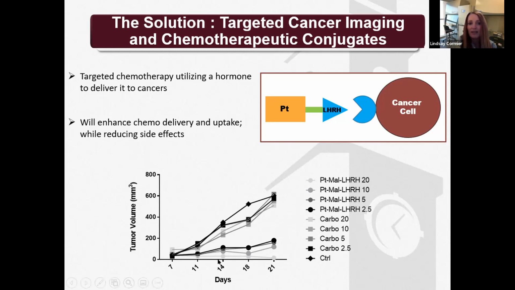And then all the lines on the bottom are our drug. So 2.5 all the way on up to 20. And this is in 4T1 mammalian cell line that was implanted into the animals. And this is by an IV administration. So we see tumor suppression with our chemotherapeutic compared to carboplatin.